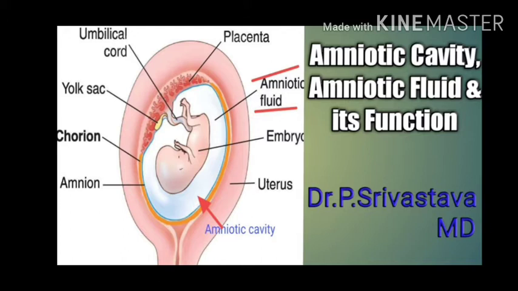Fluid accumulates slowly but ultimately becomes large enough to obliterate the chorionic cavity. The amnion and the chorion lose connection with their mesenchymal layer. You all know about the amnion and the chorion. Amnion and chorion are fetal in origin, right? They play an important role in the formation of the placenta.